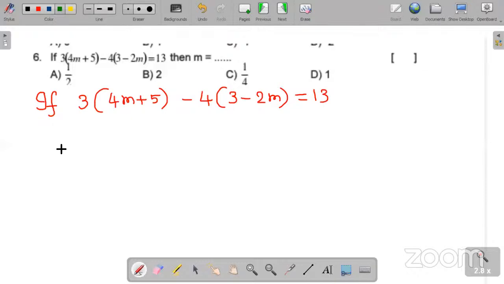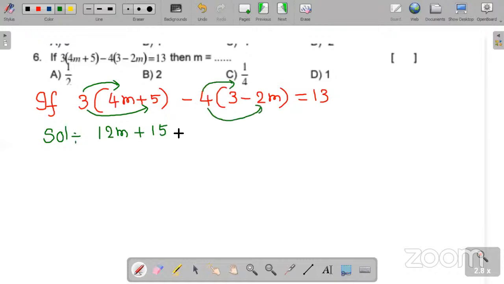See the solution. Using the distributive property, we can simplify 3 into 4m, that will be 12m. 3 into 5 plus 15. And minus 4 into 3, again minus 4 into minus 2m. This will be minus 12, minus into minus plus 8m equals 13. Am I correct? Right.